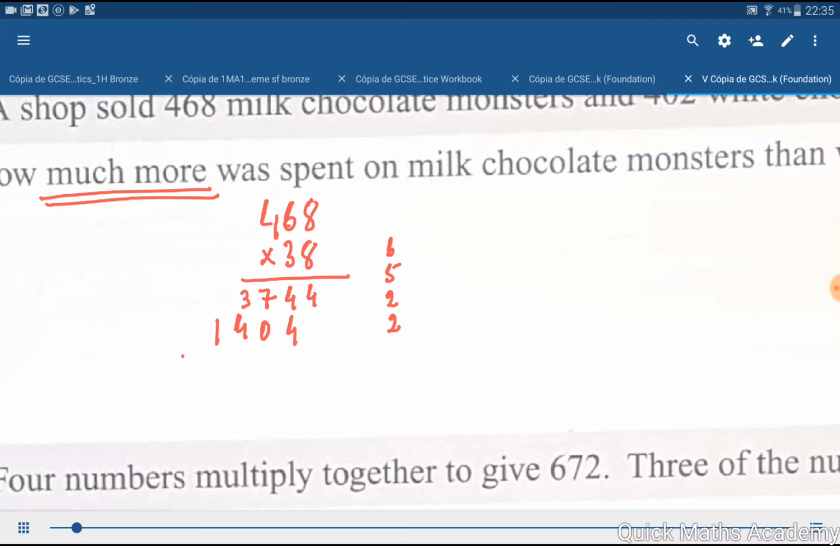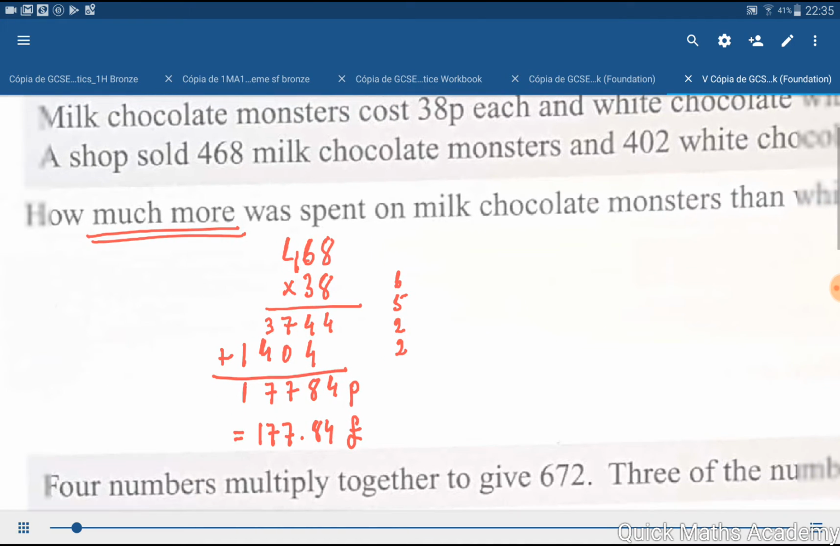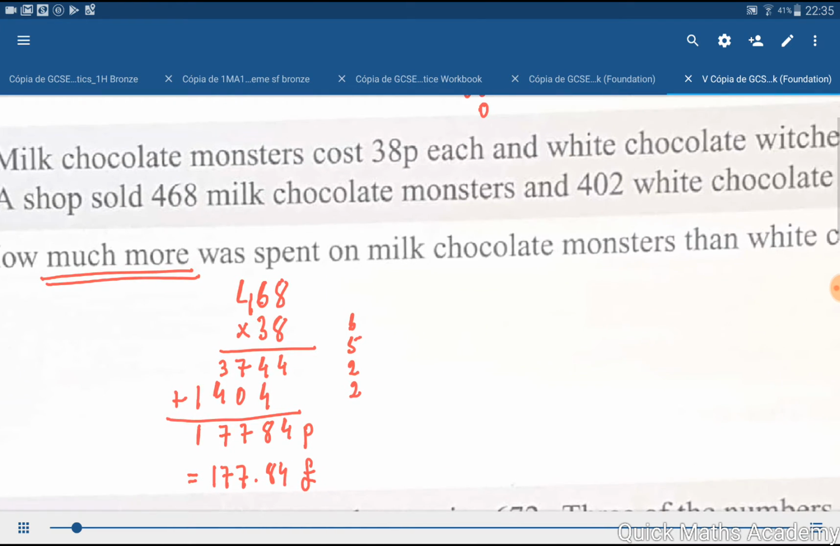Okay, and now I have to add this. Okay, so that will be 4 and 4, 8, 7, 7, 1. Okay, so this is in pence. Okay, so if I want to know in pounds, the pounds is 177.84 pounds. Okay, so we are done for the chocolate monsters. Let's now calculate the witches.